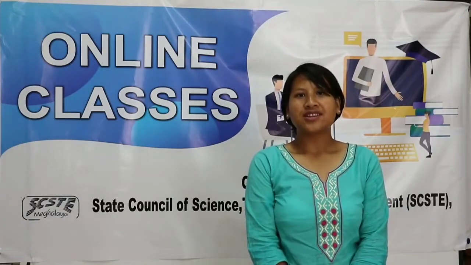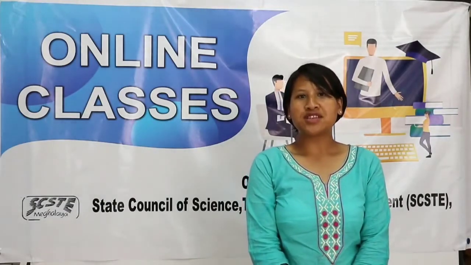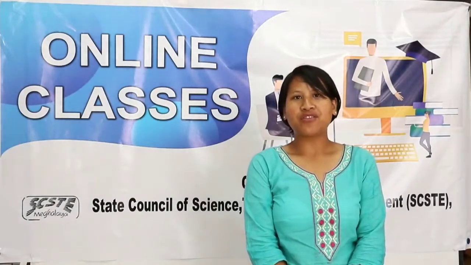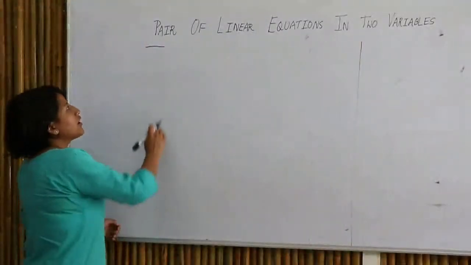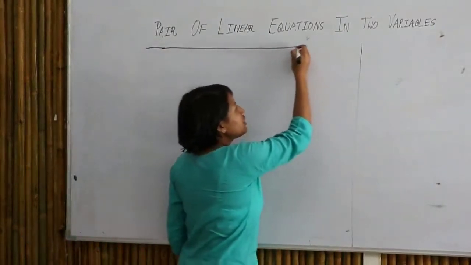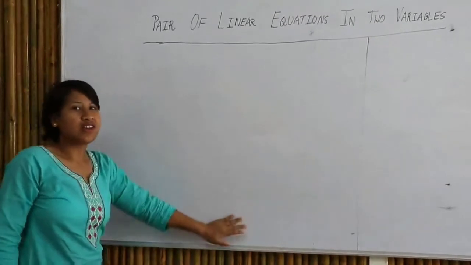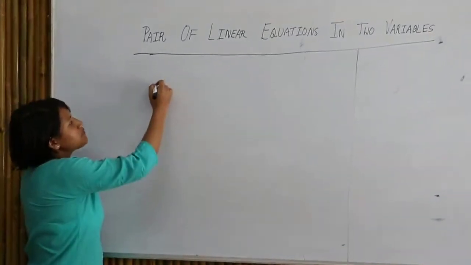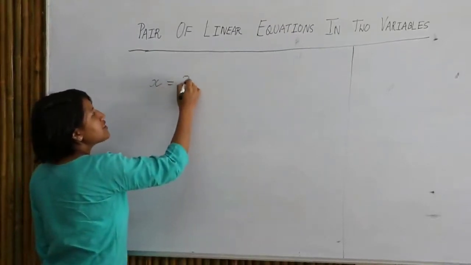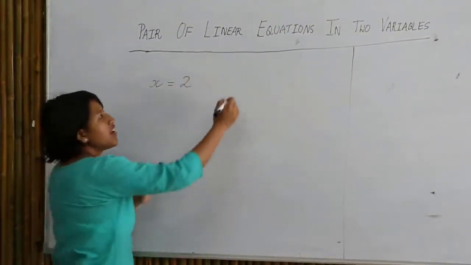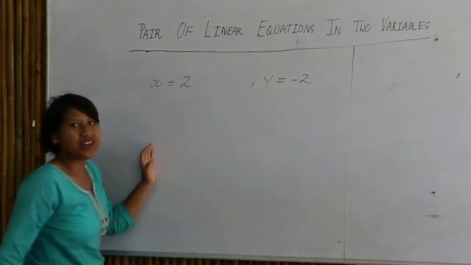I'll be doing the third chapter of the mathematics textbook, MBOSE syllabus, which is pair of linear equations in two variables. So let us begin. Pair of linear equations in two variables. Let's start first with the basic thing. In your lower classes, you have seen equations like this: x equal to 2, say, y equal to -2, right?